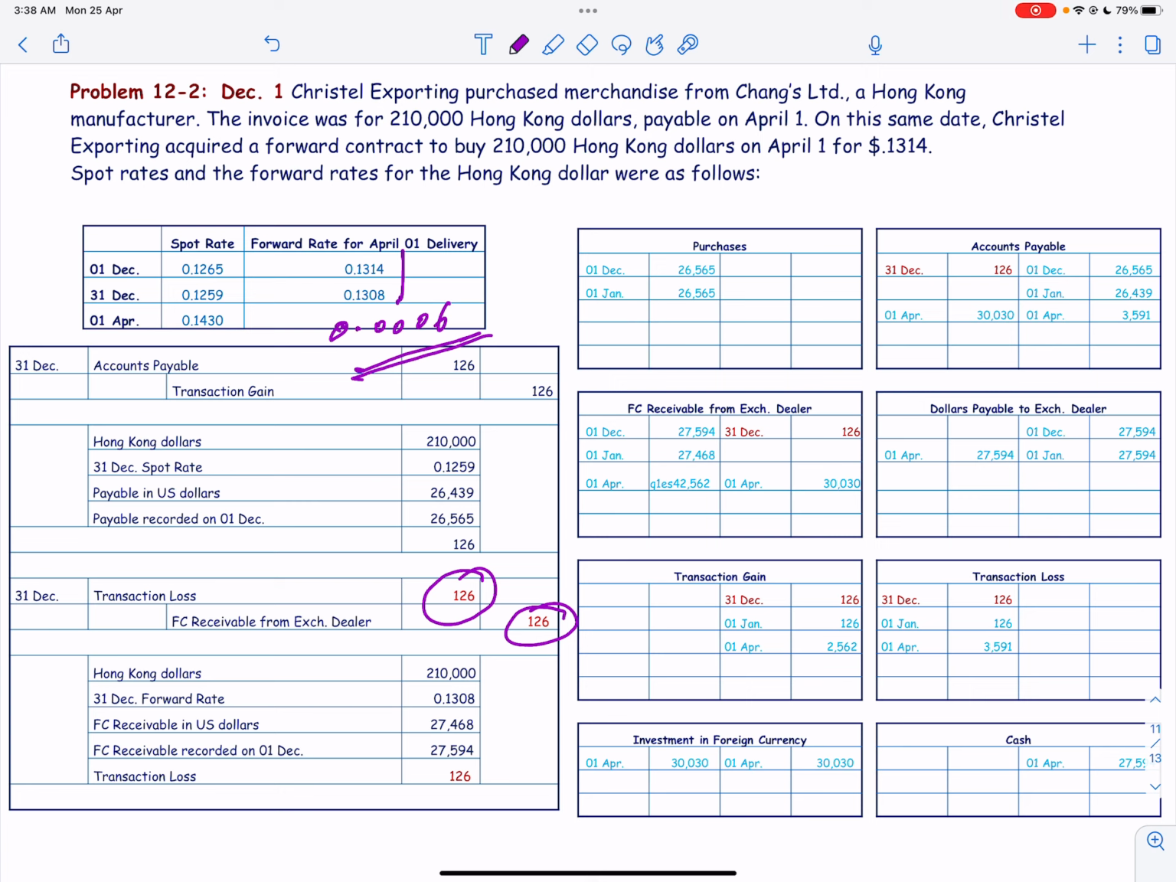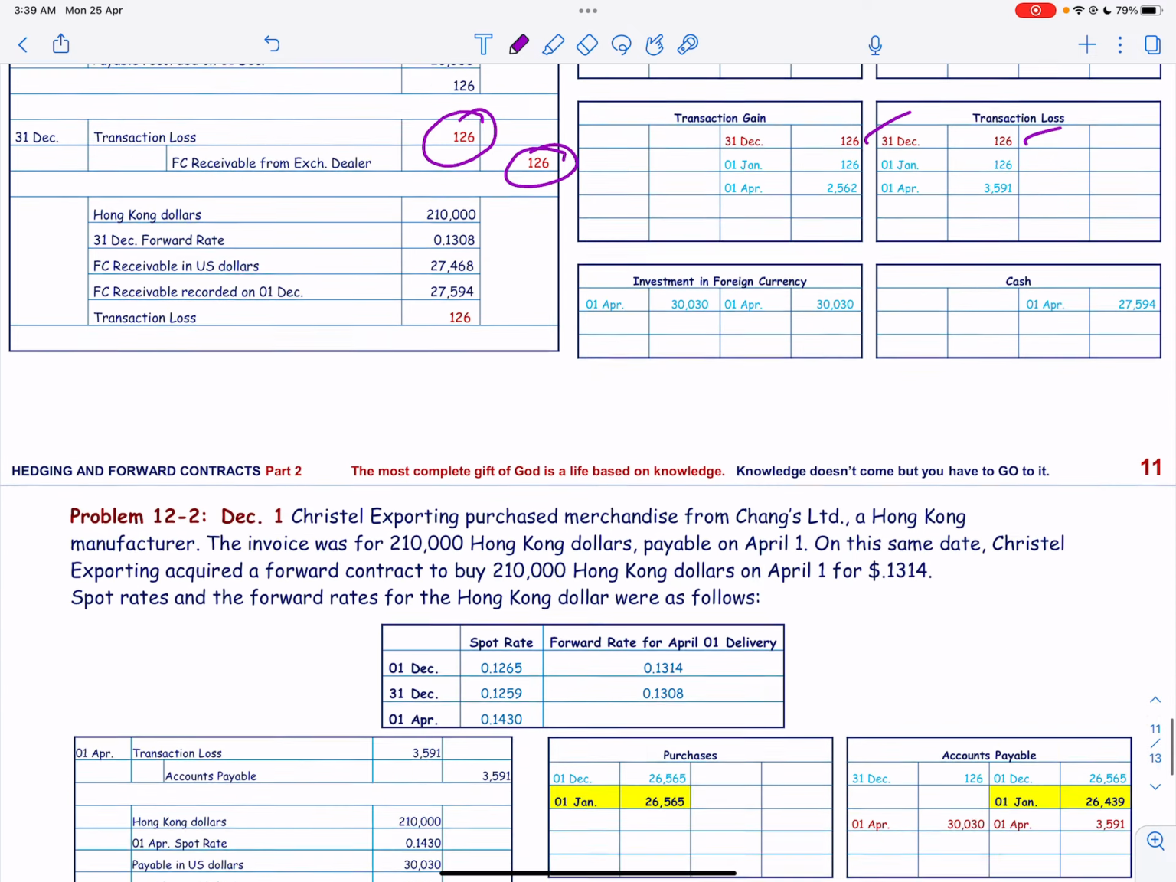And the T account will be looking something like this. We have accounts payable debit by 126, we have a transaction gain credit by 126, then we have a transaction loss of 126 and foreign currency receivable from exchange dealer credit by 126. Let us see what happens on the settlement date.